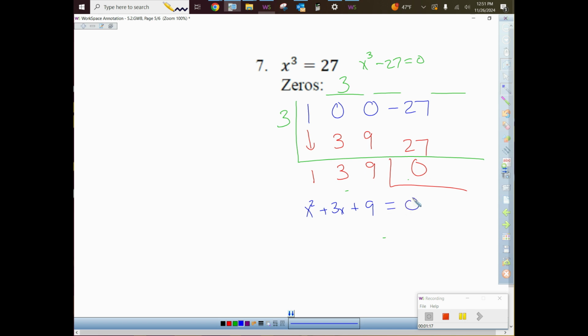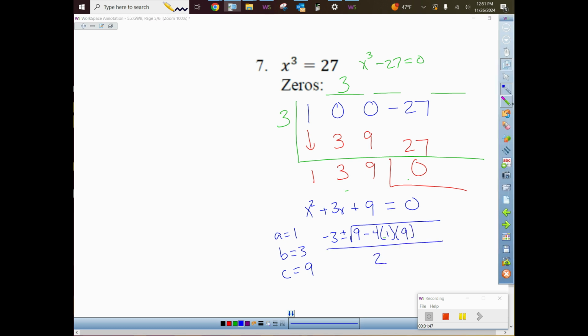But the problem here is that we do not have an even b value. So it is time to solve this with the quadratic formula. So a equals 1, b equals 3, and c equals 9. So the opposite of b, plus or minus the square root of b squared, I'm going to figure that out ahead of time, that'd be 9, minus 4 times a times c, all over 2 times a, which would be 2. So I'll clean up what's underneath here, which is my discriminant.